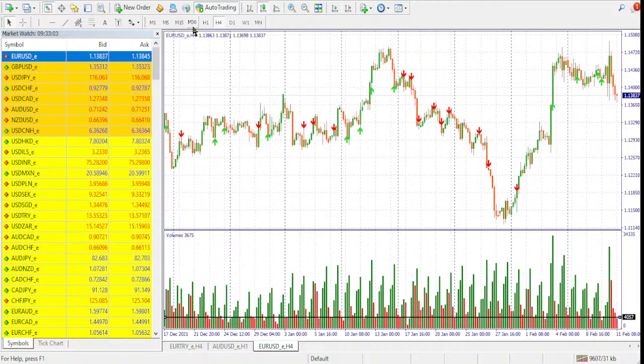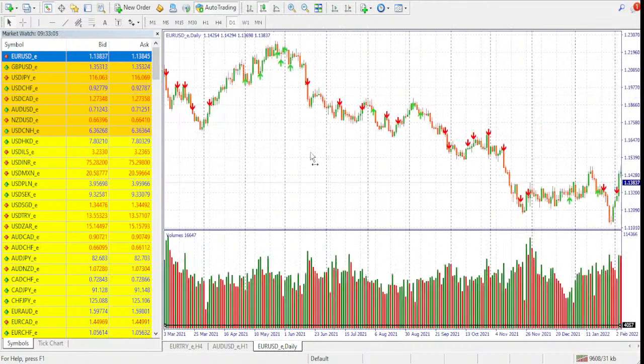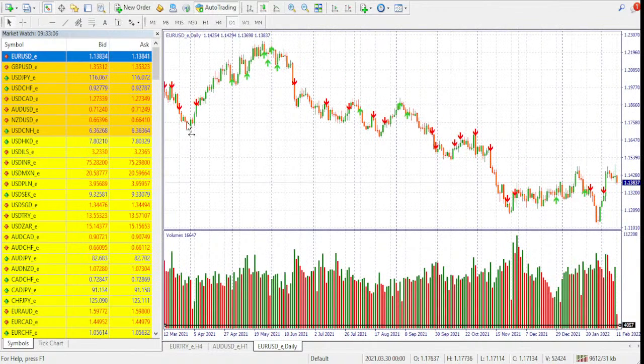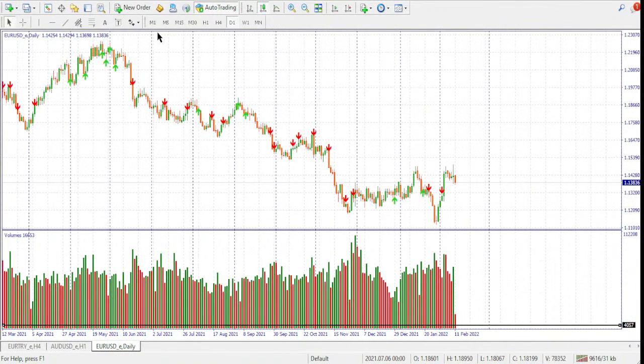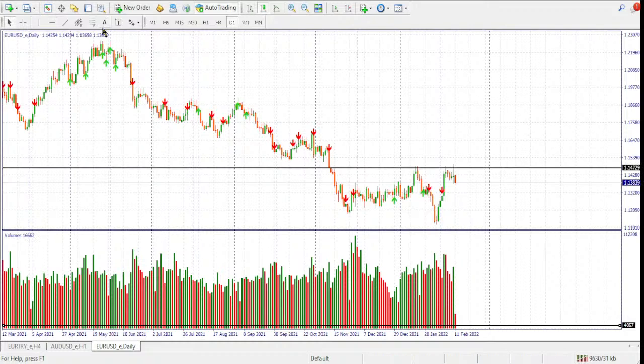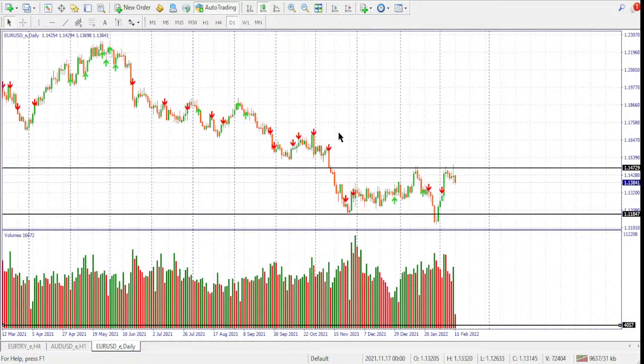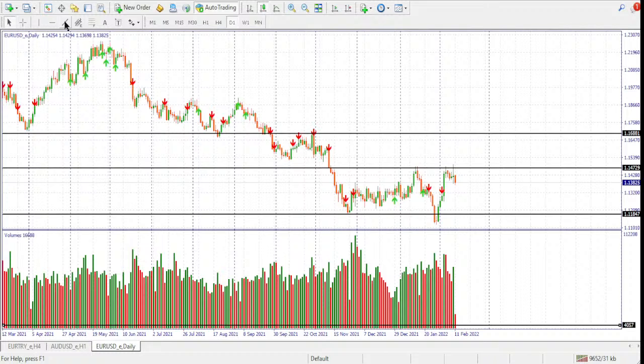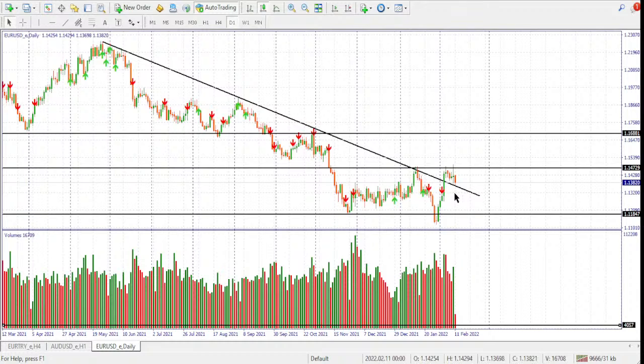Euro USD, so far this chart should be headed to the lower side. We do expect sellers to take a bit of control. The first level we have is this one. We have a very good level there. We have another level, and another level at this price. And we have a very good trend line like this. So look at what's happening here.